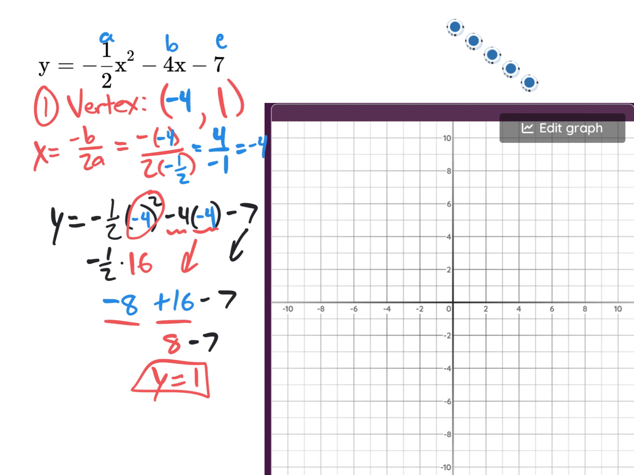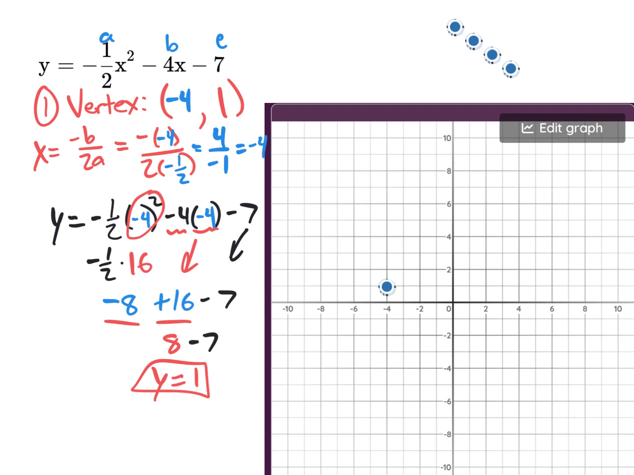That is the maximum value. I know that already because it opens down because the a value is negative. So let's go to that most important point of (-4, 1). So (-4, 1) would be right here. And of course on Quizizz, you're going to have to just plot one of those points at (-4, 1), and you would leave it right there, okay?